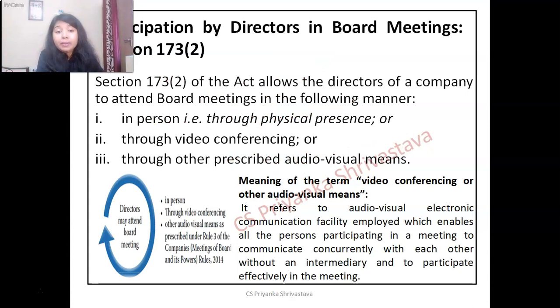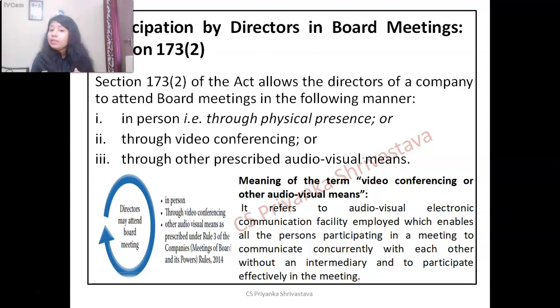Now, participation by directors in board meeting. Section 173, subsection 2. Now, how the directors are going to participate in the board meeting. I already told you. This is the normal provision, and we are also going to see the COVID provision, that what the COVID leads to the changes in this board meeting thing.